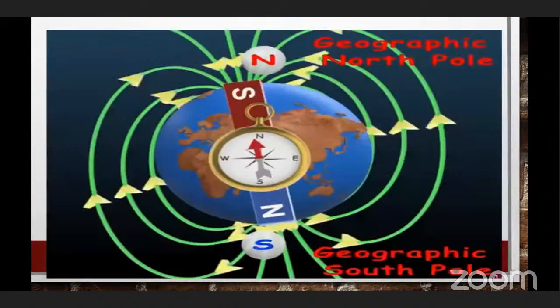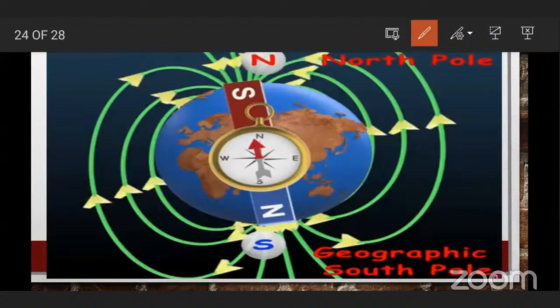See, this is the geographic north pole of Earth, and here is the geographic south pole of Earth. The north pole of a freely suspended magnet settles in the direction of the geographic north pole of Earth. So it means a south pole of some gigantic magnet must be near the geographic north pole of Earth.